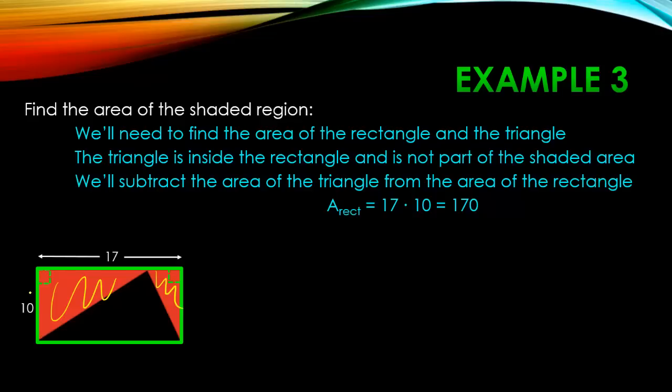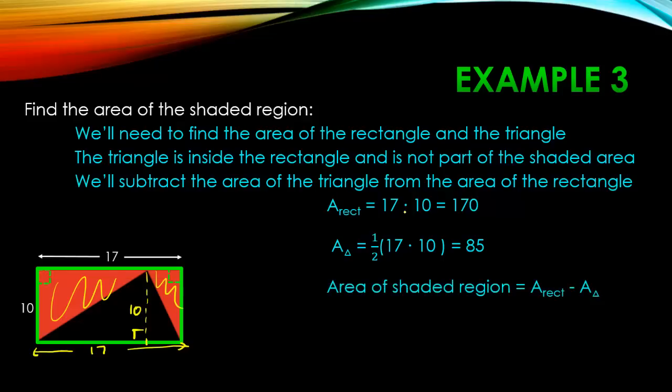Well, we've got a height of 10, a base of 17, so 17 times 10 is 170. And because this is a rectangle, that means that this base is also 17, and that the height of this triangle is 10. So all we're doing is taking half of that, half of 17 times 10, and that's going to give us 85. So we take the 170 minus 85, or the area of the shaded region is going to equal the area of the rectangle minus the area of the triangle. So that should be 170, sorry, minus 85 equals 85. So in this case, it's just half. So easy enough.